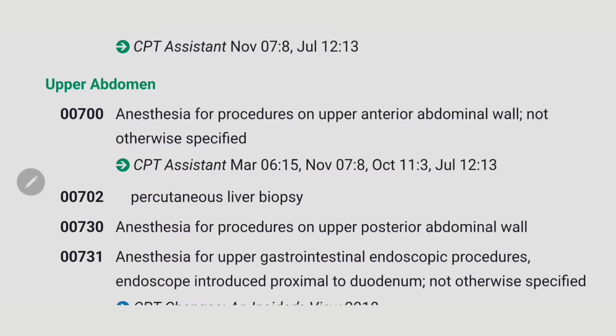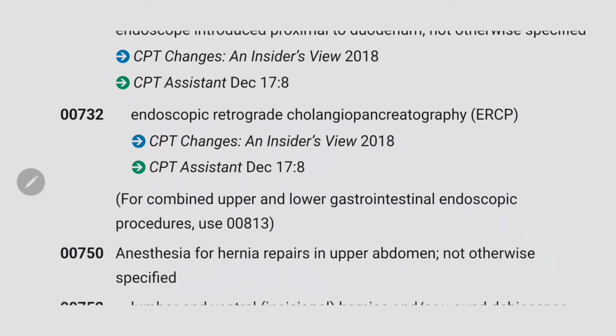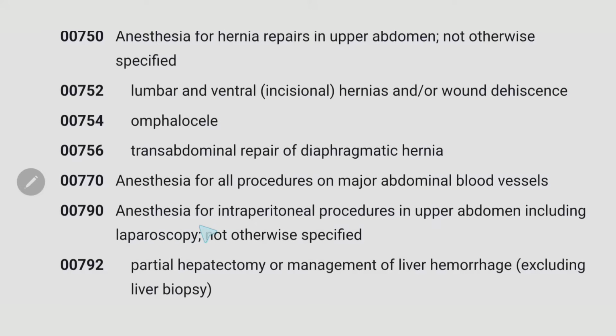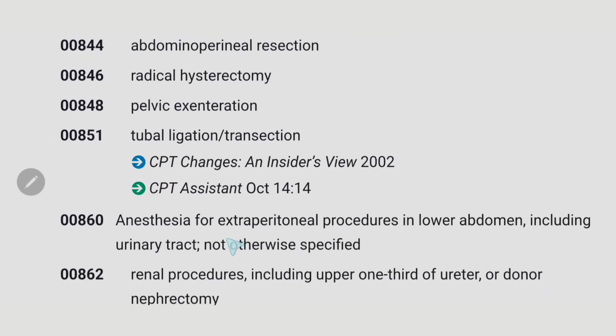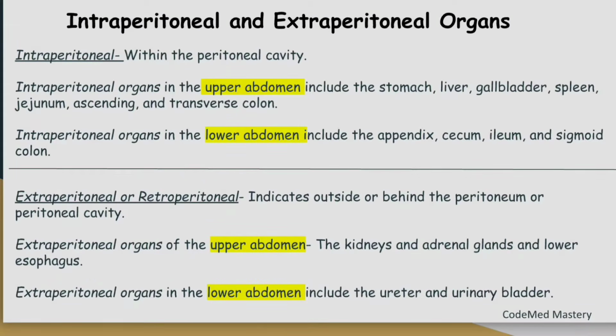In anesthesia services for upper abdomen, we can find they have mentioned anesthesia for intraperitoneal procedures, and also for anesthesia services in the lower abdomen, we can find anesthesia for intraperitoneal procedures, anesthesia for extraperitoneal procedures. So, to code these extraperitoneal, intraperitoneal procedures, we need to know what are the intraperitoneal and extraperitoneal organs. Please take a note of this.